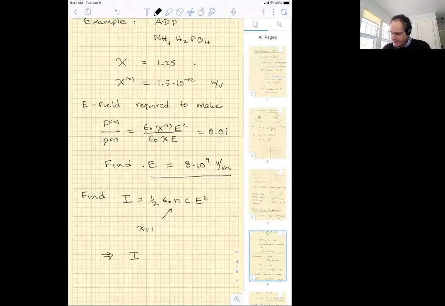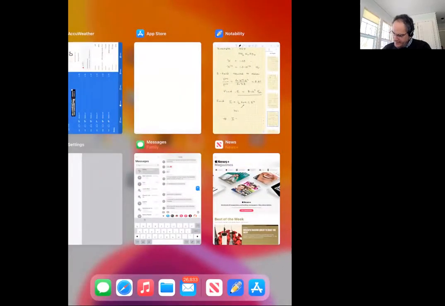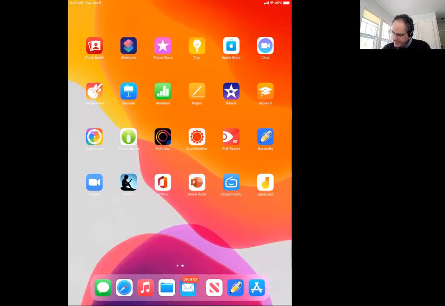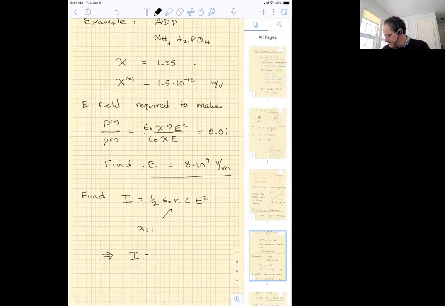You should find that the intensity is staggeringly high. It's about 1 times 10 to the 17 watts per meter squared. Okay, that's pretty high, right? It's extremely high. Compared to sunlight, it's 10 to the 14 times the intensity of sunlight.